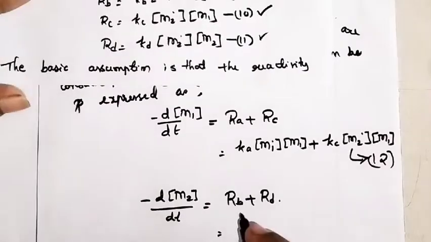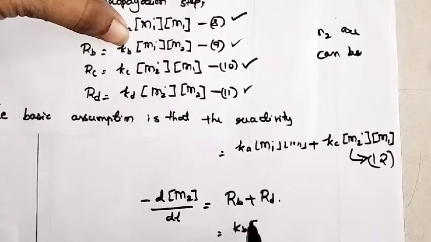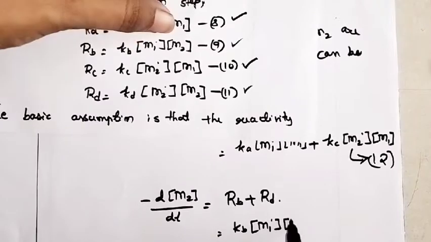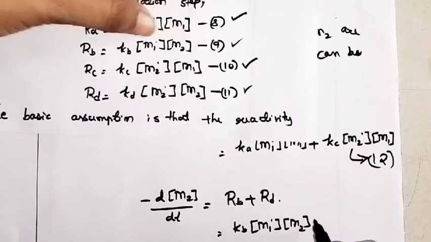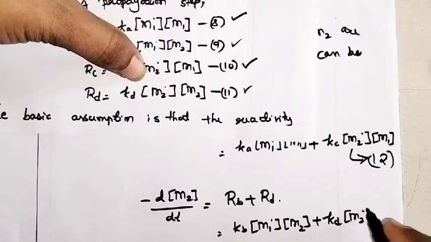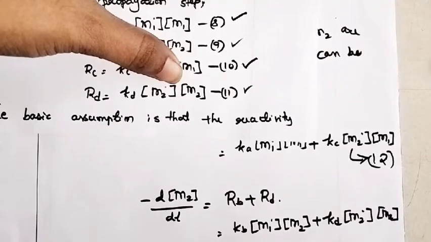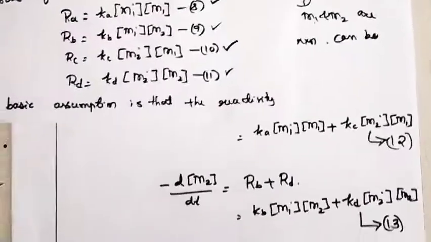Then write what is there under RB. That is Kb, concentration of M1 free radical, concentration of M2, plus Kd, concentration of M2 free radical, concentration of M2. Okay. This is my equation number 13.